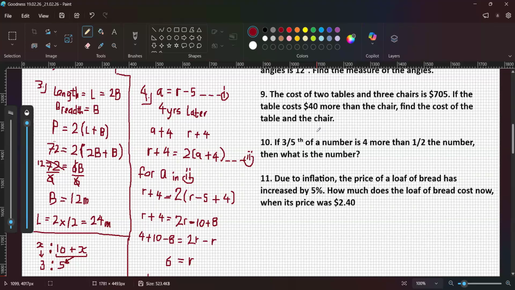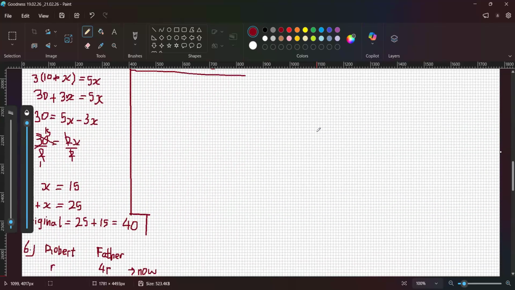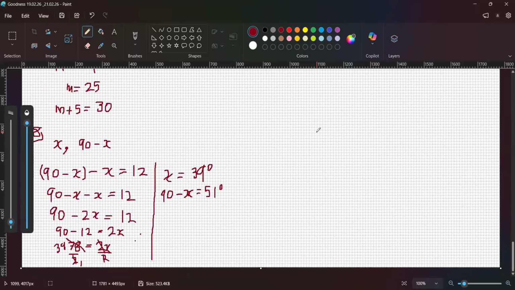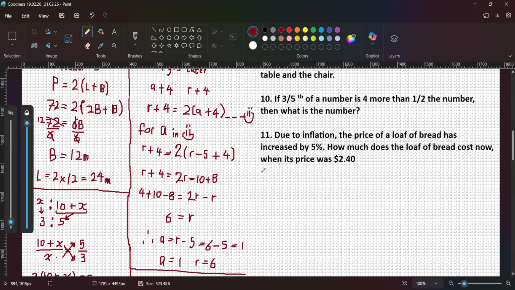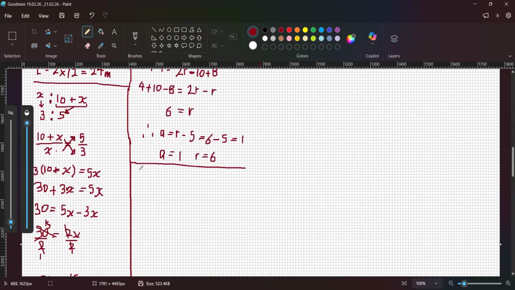So let's solve it. Again, in trying to run away from x, we're going to use T for the cost of one of our tables and C for the cost of one of our chairs. Let's take note of what it says: table costs $40 more than the chair. Let's have that at the back of our mind. I'll solve number 9 here.